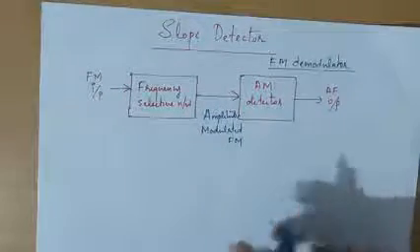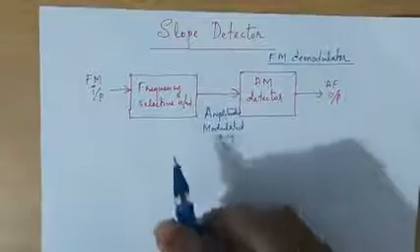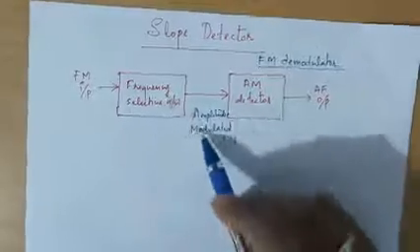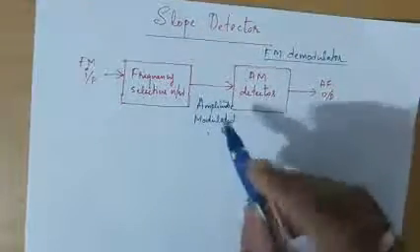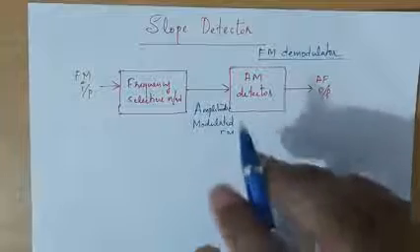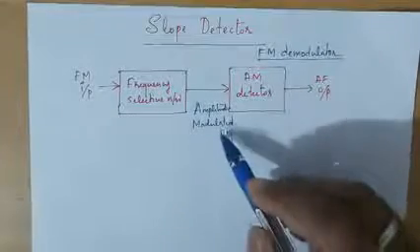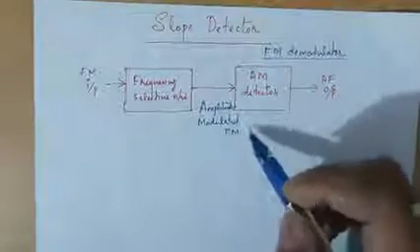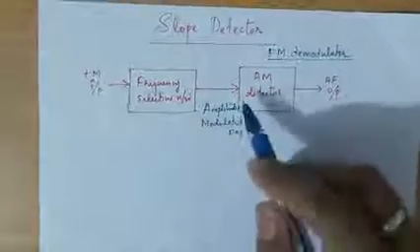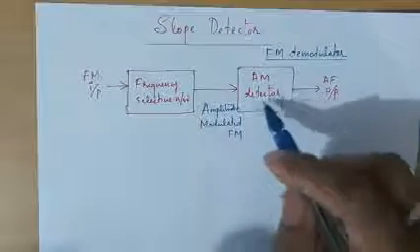So an FM wave is given as an input to the frequency selective network. The output of the frequency selective network is an amplitude modulated FM wave. That means it converts the FM input to an amplitude modulated wave, so the output will be a mixture of AM and FM. Okay, and this output is given to the AM detector.